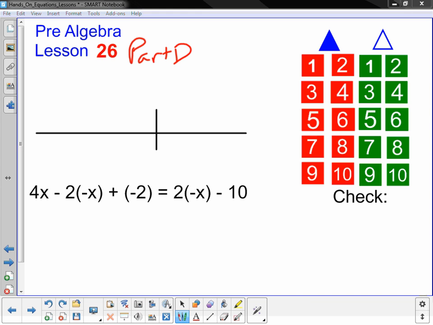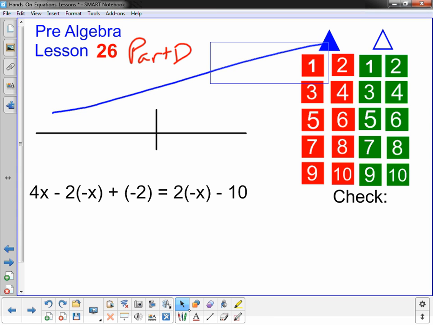Last video lesson on these hands-on equations problems. We have this 4x minus 2 times the opposite of x plus a negative 2 equaling 2 times the opposite of x minus 10. So I'm going to set that up. 4x. I've got the magic pen on. So I got 4x's.